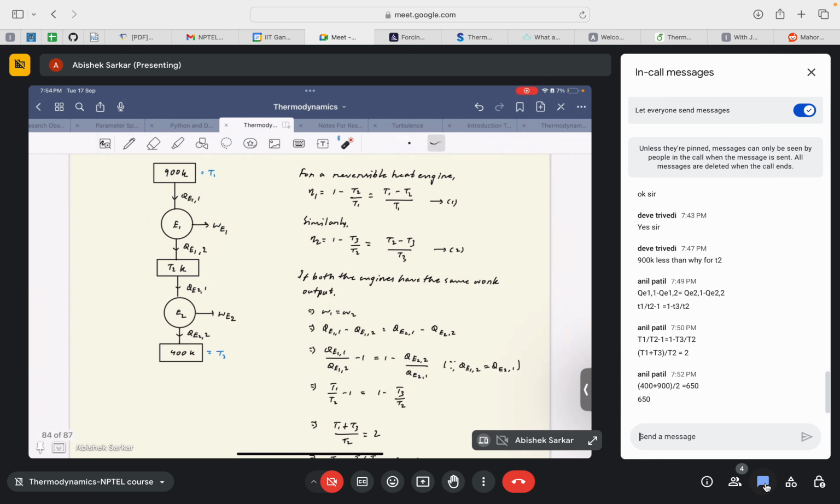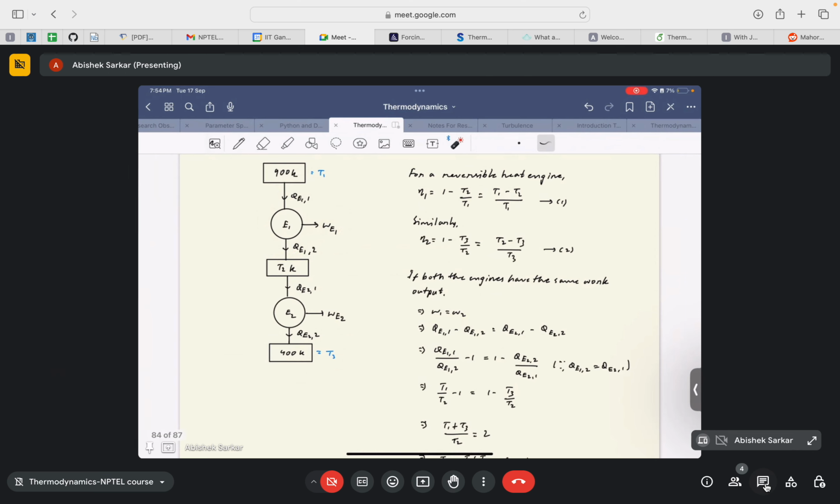So that is what I have exactly written here. So W1 would be QE11 minus QE12, and W2 is again QE21 minus QE22. Okay, so this is the crucial step. Since we know that QE12 is equal to QE21, this is already mentioned in the question as well.